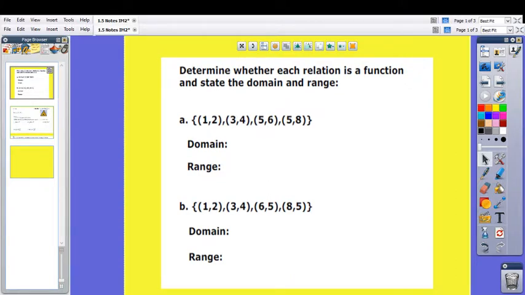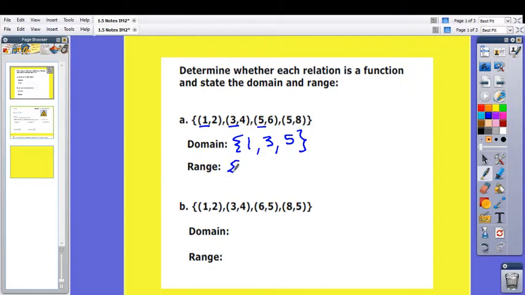Okay, this one is again asking if it is a function or not, and we also need to write down the domain and range values. So let's write down the domain and range values first. The domain ones are the ones that come first in each ordered pair. So 1, then 3, then 5, and then 5 again. So we don't need to repeat it.